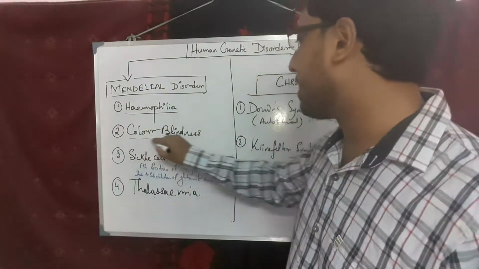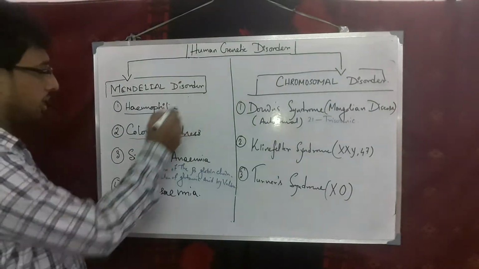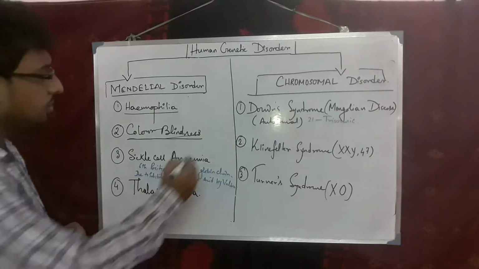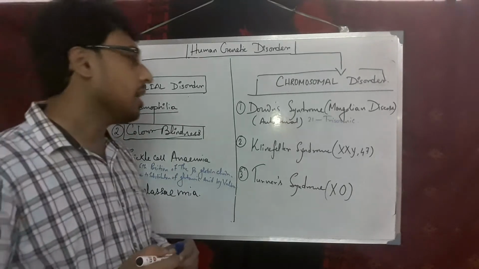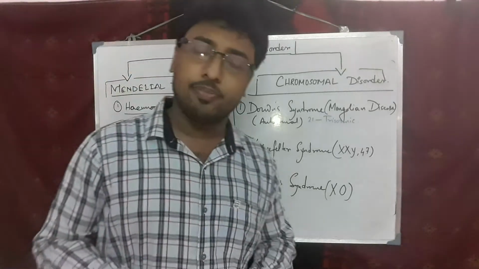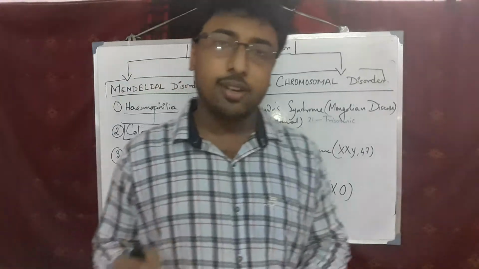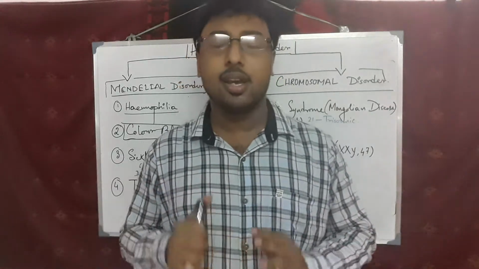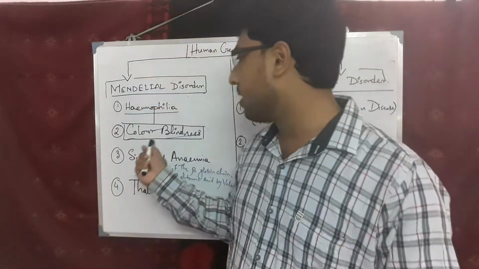Next is colorblindness. It is also autosomal recessive and falls under Mendelian disorder. The colorblindness disease is caused by autosomal recessive genes. Due to colorblindness, the patient cannot identify or recognize colors, maybe red, maybe green or any other colors, and cannot segregate them. That is the defect, the disease regarding colorblindness.